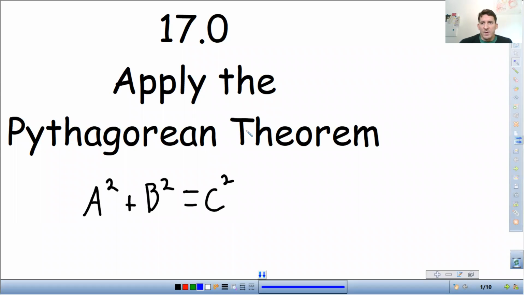All right, IM3 classes. Today we're going over the Pythagorean Theorem. Hopefully this is something you have seen before and kind of remember. If not, that's okay. That's why we are going over it again. We use the Pythagorean Theorem to find missing side lengths of right triangles. This works for right triangles only.